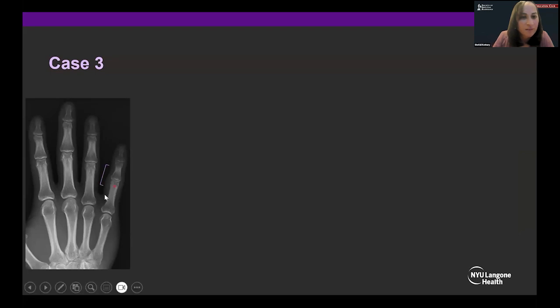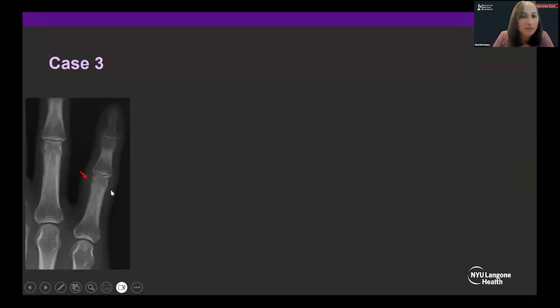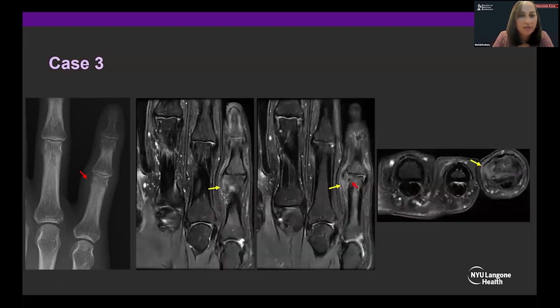So here we can see that there's soft tissue swelling overlying the 5th digit proximal interphalangeal joint. And if we zoom in, we can see that there's cortical irregularity here at the radial aspect of the distal 1st proximal phalanx. So again, our next step is going to be to go to MRI.